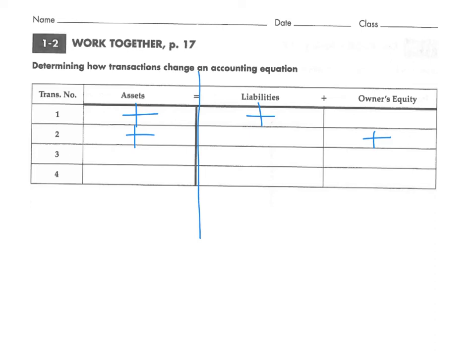All right, transaction 3 says paid cash for insurance. So this time, I'm paying cash for insurance. So cash and insurance are both assets. So this is like a wash. My cash would decrease, but my insurance would increase. So I have two things that affect assets, so they would both stay on the same side.